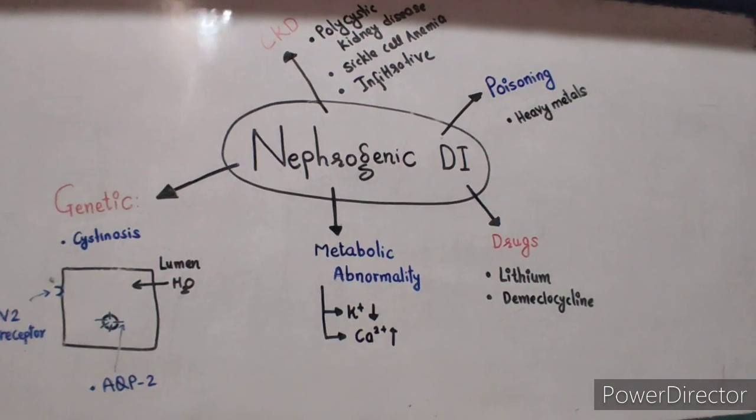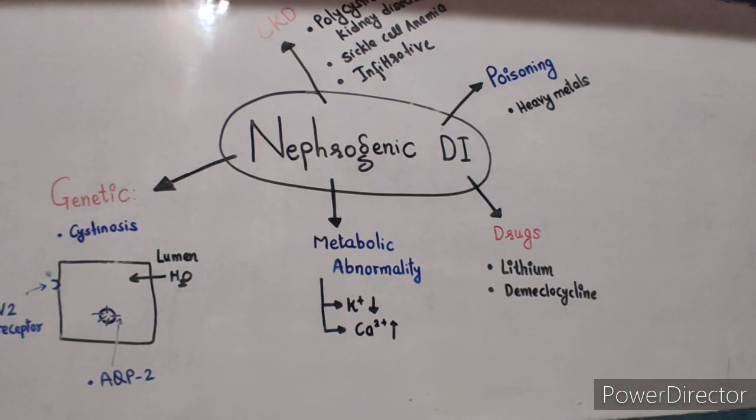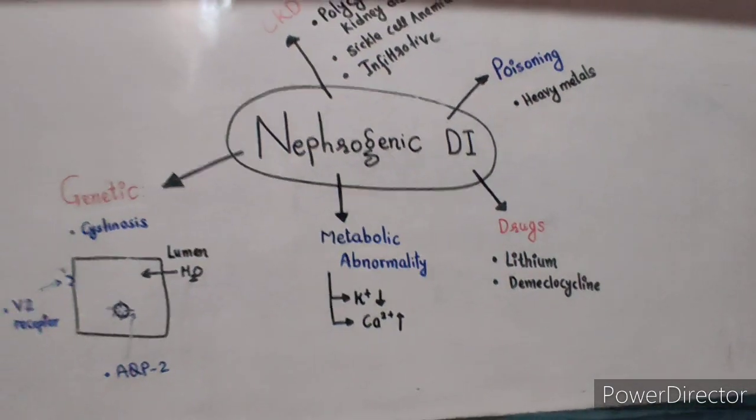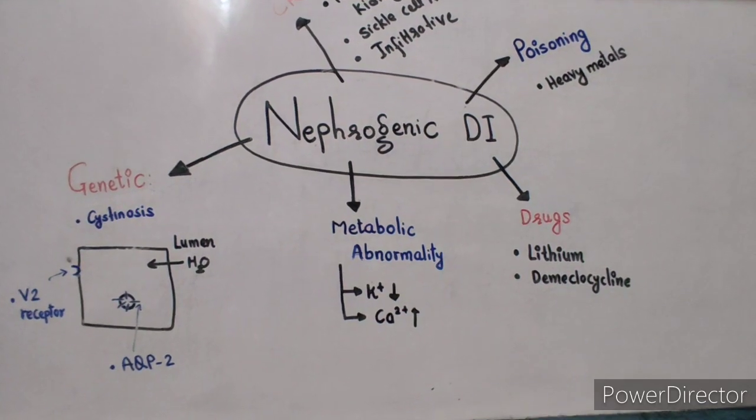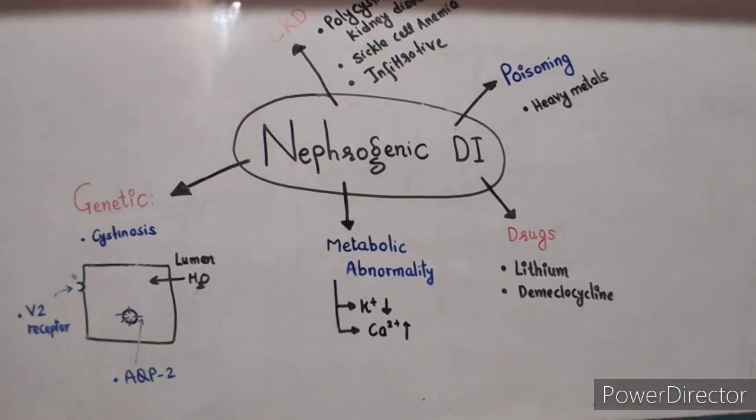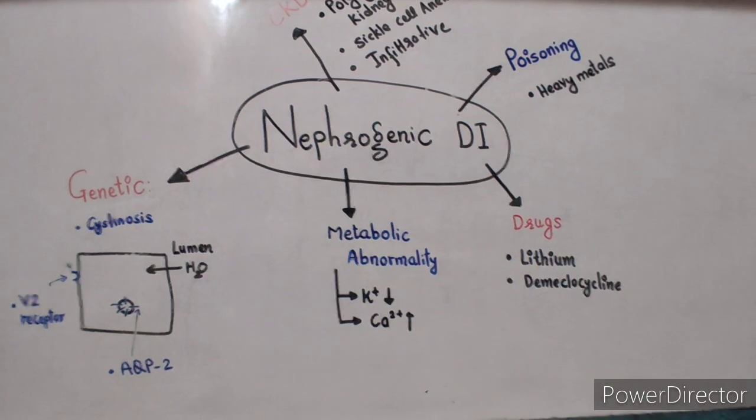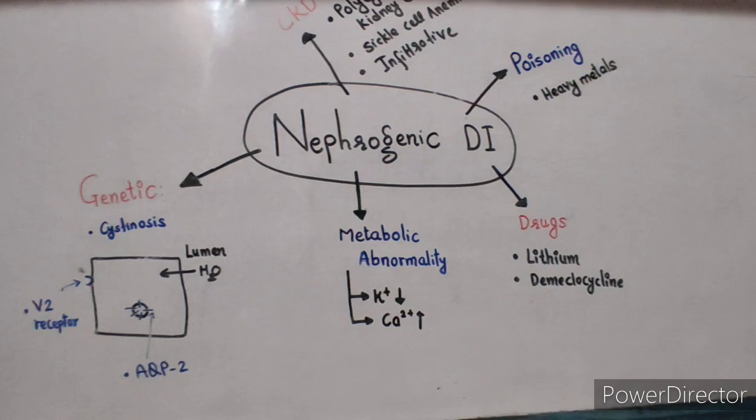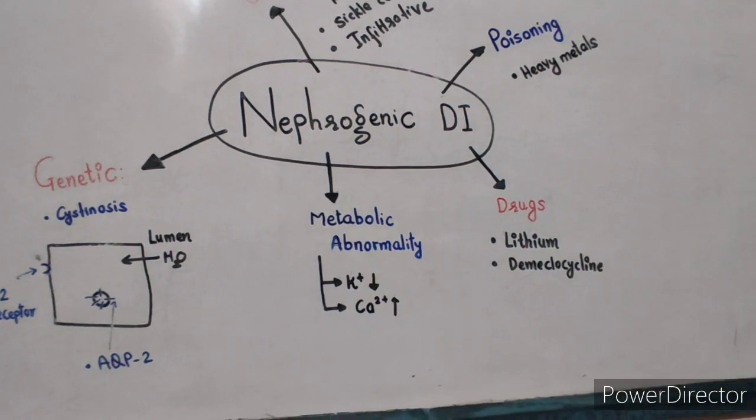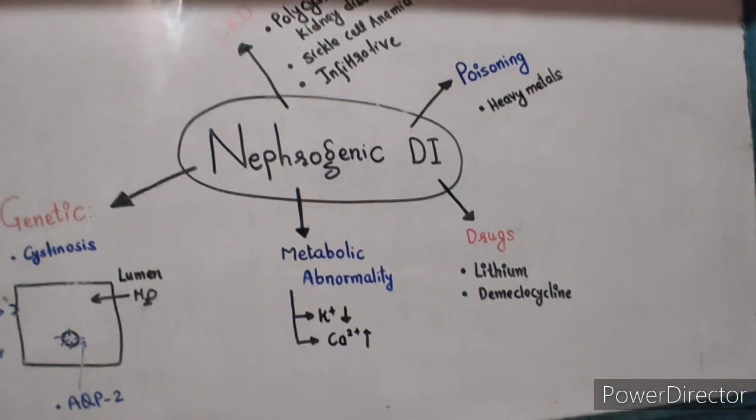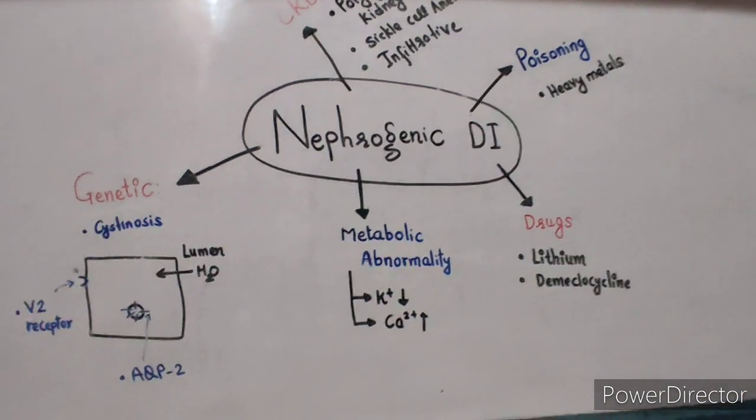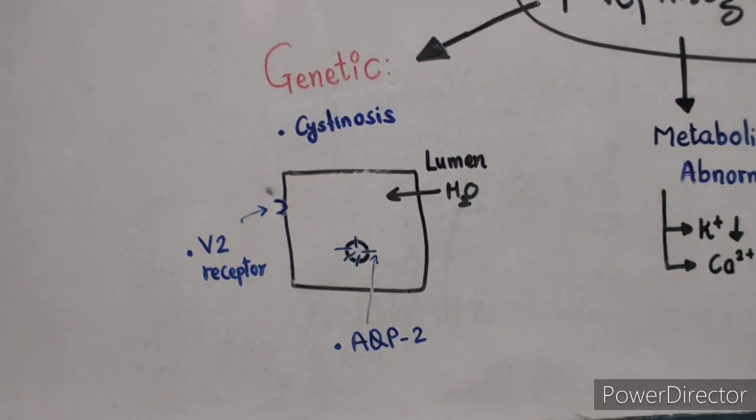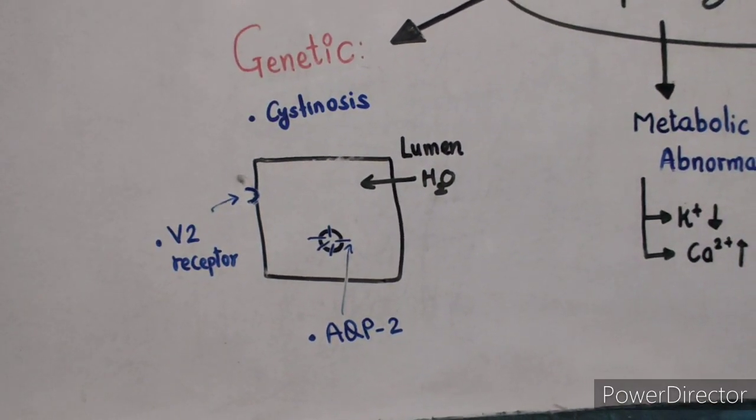In nephrogenic diabetes insipidus, antidiuretic hormone is not deficient, rather it is abnormally high. But the problem here is the decreased responsiveness of the renal tubules to antidiuretic hormone because of a problem or disease in the kidneys. The causes of nephrogenic diabetes insipidus are classified as genetic disorders, metabolic abnormalities, drug therapy, poisoning and chronic kidney disease. First, genetic. In genetic disorders, there are mainly three: cystinosis, B2 receptor mutation and aquaporin 2 mutation.